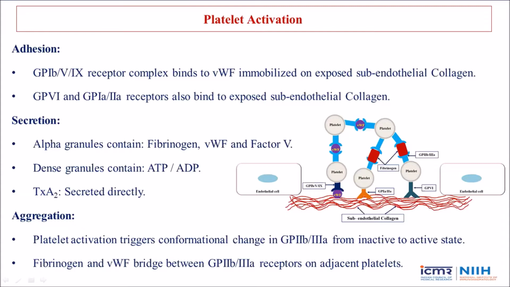Then the next step is secretion. Secretion takes place through the secretory granules, the alpha granules and the dense granules. The alpha granules contain the clotting factors and the dense granules the ATP and ADP, through which the secretion happens. Thromboxane is also secreted. And the last step is aggregation, where the activated platelets change their conformation, and the GP2B3A mediated aggregation takes place via the cross-linking molecule fibrinogen.